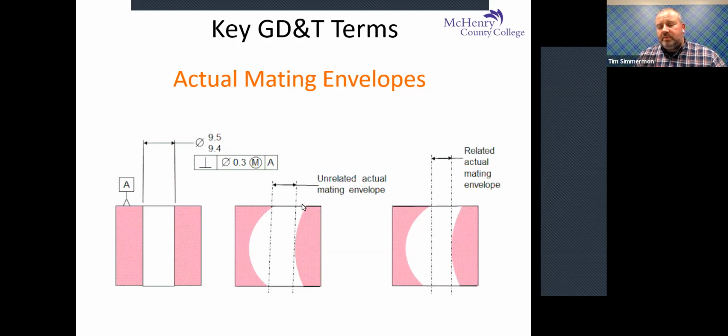This hole you might measure across with a tape measure or a micrometer or a dial caliper, and you say, hey, great, it's within tolerance. It's at 9.45. It's right in the middle. Perfect. But when you go to assemble it, it won't go in because the hole is crooked or bent. So what we end up with is a mating envelope that is smaller than the feature of size allows.